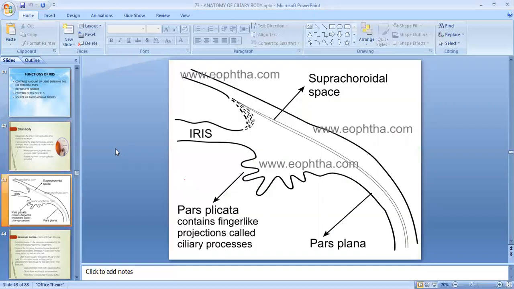So in this image you can see the two parts, the pars plana, which is almost plain structure, and second is the pars plicata, which contains the finger-like projections which are called the ciliary processes.